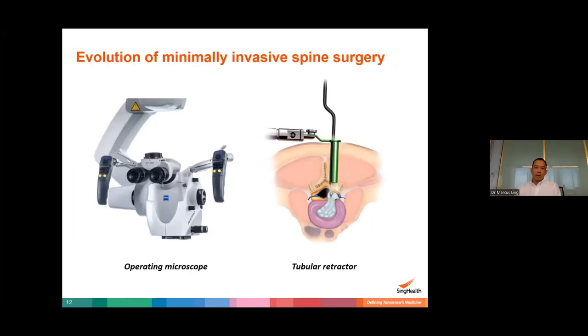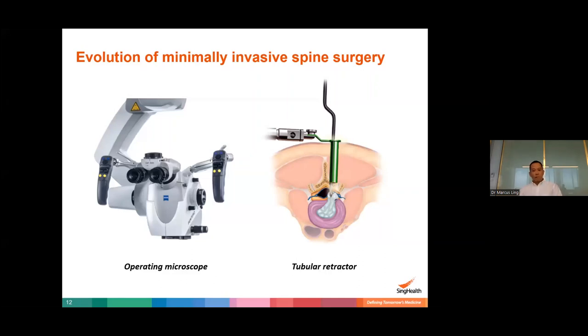So let me talk a little bit about the evolution of minimally invasive spine surgery. I feel that minimally invasive spine surgery has really taken off with the advent of the operating microscope in the 1960s. Initially, the microscope was first developed for cranial surgery, but it has subsequently been brought to the field of spinal surgery. The good thing about the microscope is that not only does it offer us significant magnification, it is also a very good light source, which means that we are now able to see clearer and bigger. And therefore, I'm sure this will translate to better patient care and safety.